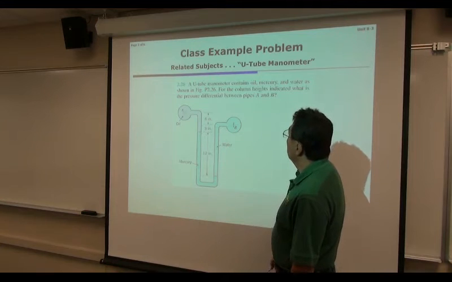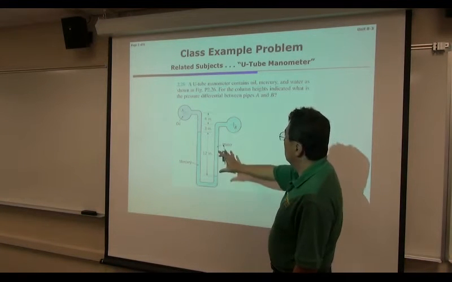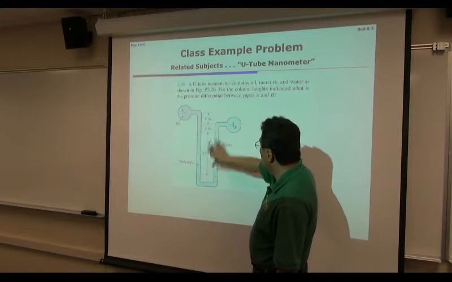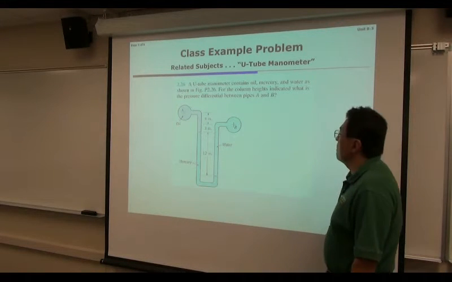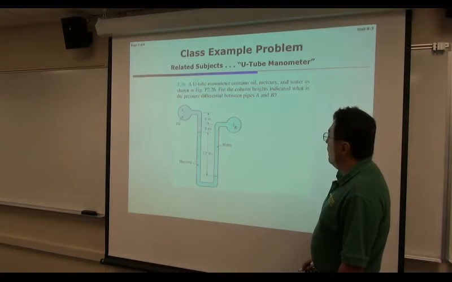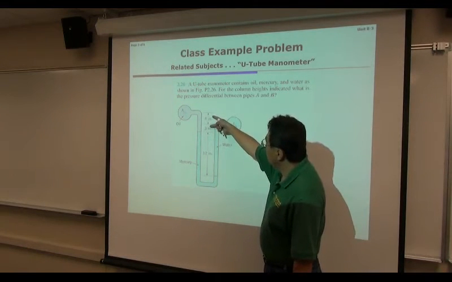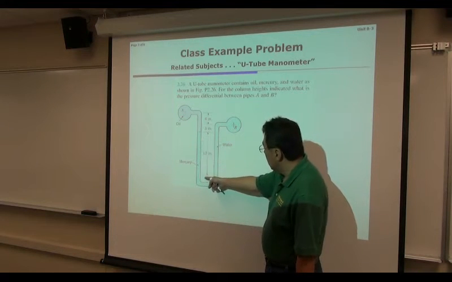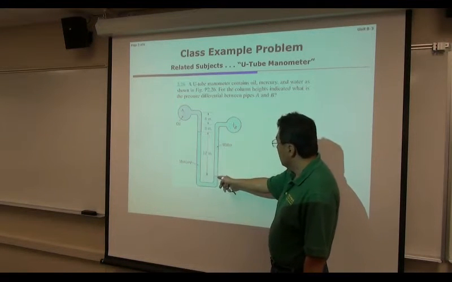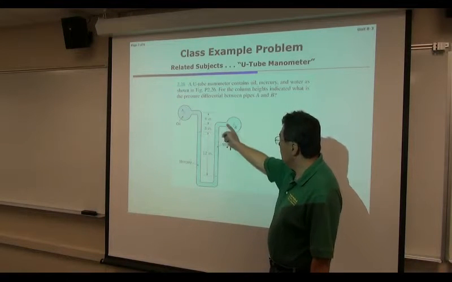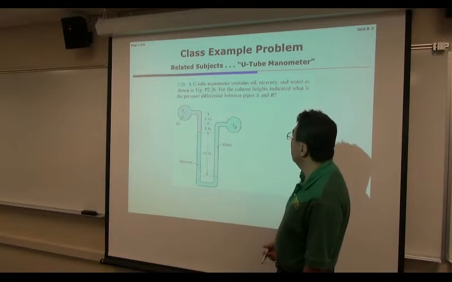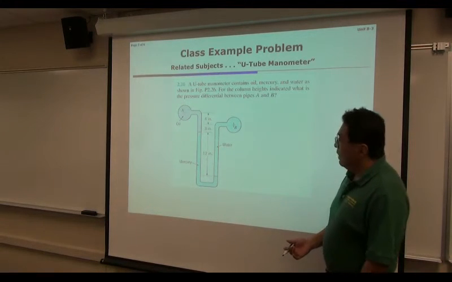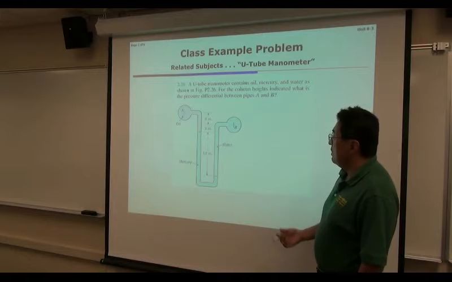And as a result, this manometer contains oil, mercury, and water. And then those are the heights of each liquid. This is the oil, 4 inch and 3 inch. Mercury is 12 inch, 1 foot. Here is the water, starting from here all the way to pipe B. So out of this configuration, let's determine the pressure difference between pipes A and B.